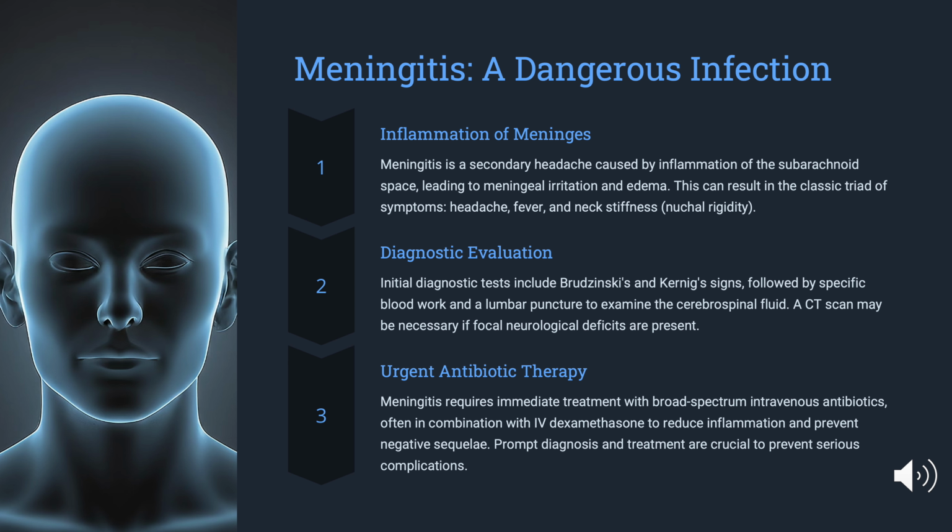Meningitis represents a secondary headache stemming from inflammation of the subarachnoid space, precipitating meningeal irritation and edema. This inflammatory cascade can culminate in the classic triad of symptoms: headache, fever, and neck stiffness, nuchal rigidity. Initial diagnostic assessments typically include clinical maneuvers such as Brudzinski's and Koenig's signs, followed by specific blood work and a lumbar puncture to analyze cerebrospinal fluid.